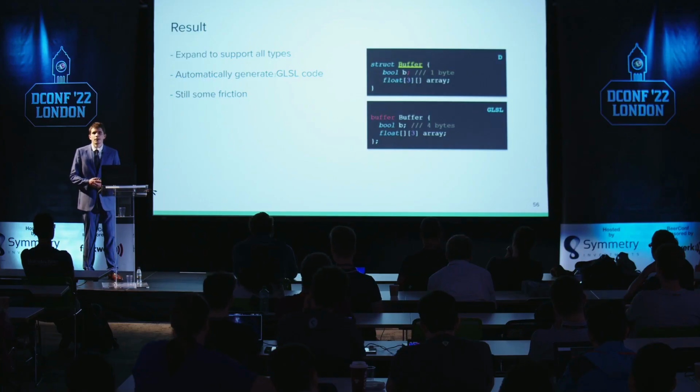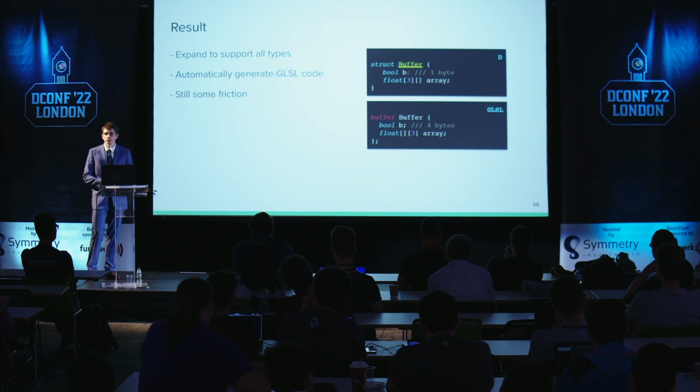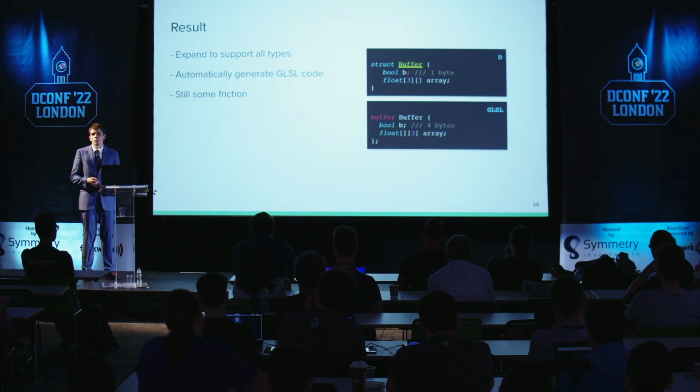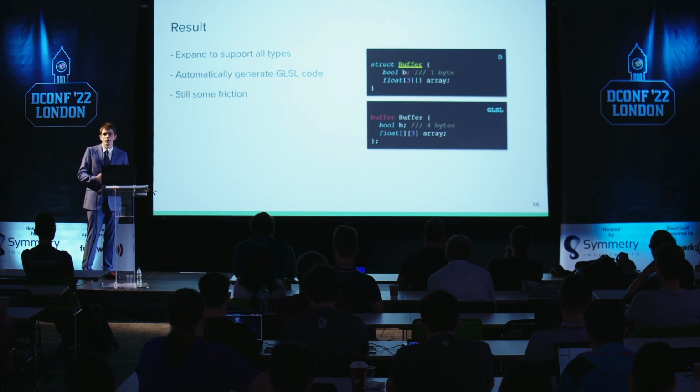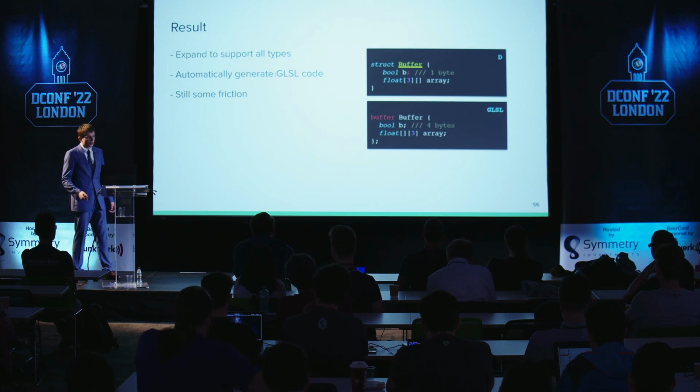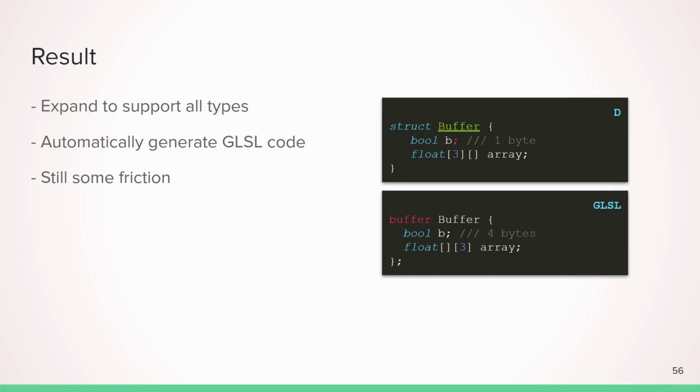So using D with metaprogramming makes interfacing with other languages very ergonomic, but I still prefer to just use D everywhere. It's still not perfect. There is still some friction that I don't know how to get around. An example is that in a D struct, Booleans are 1 byte. In GLSL, they are 4 bytes.